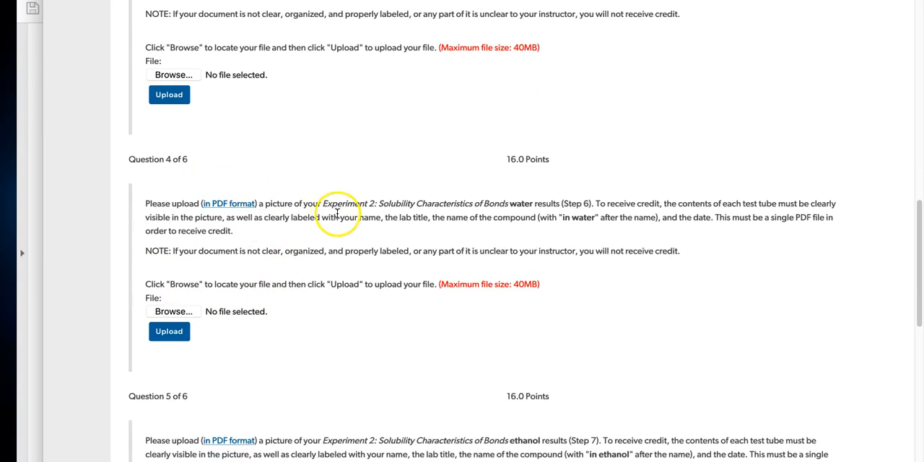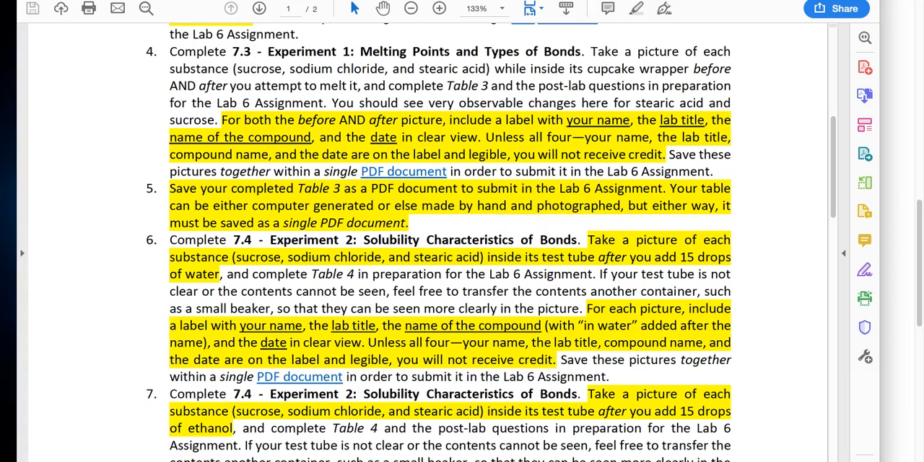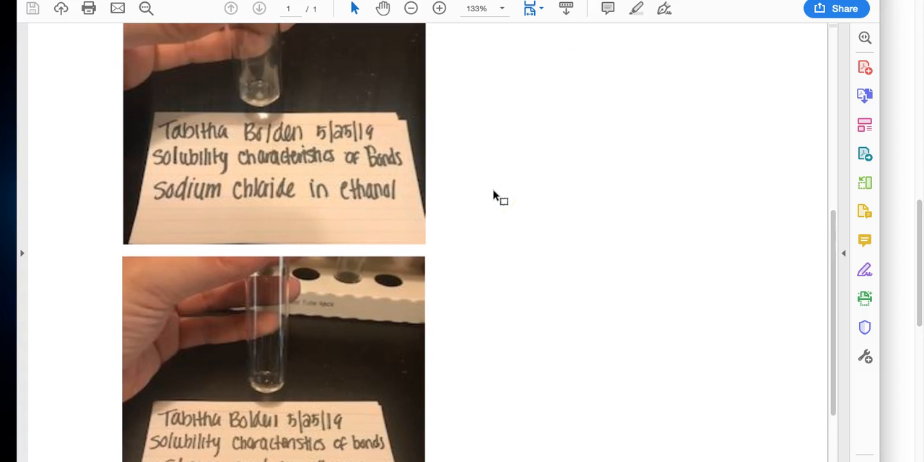Question 4, upload picture of your experiment number 2, solubility in water. To receive credit, I have to be able to see what's inside each test tube, as well as it being labeled with your name, lab title, and name of each compound. Remember, you're doing 3 compounds, and the words in water after the name. Okay, and that, just as an example, looks like this student did here.